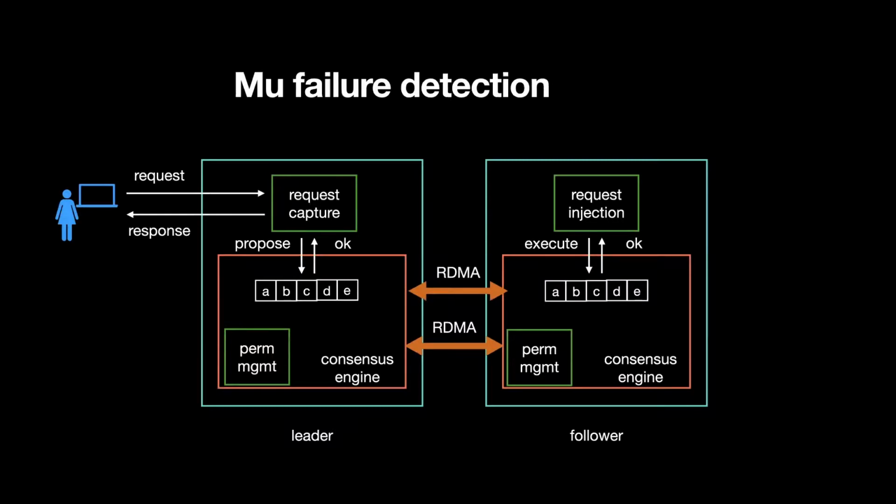So I guess the replication is kind of straightforward. However, I guess the more interesting part is the failover scenario. Mu follows a heartbeat-based failure detection algorithm. However, rather than sending out the heartbeat requests, it maintains a heartbeat counter for itself and reads the heartbeats of other remote nodes using RDMA.